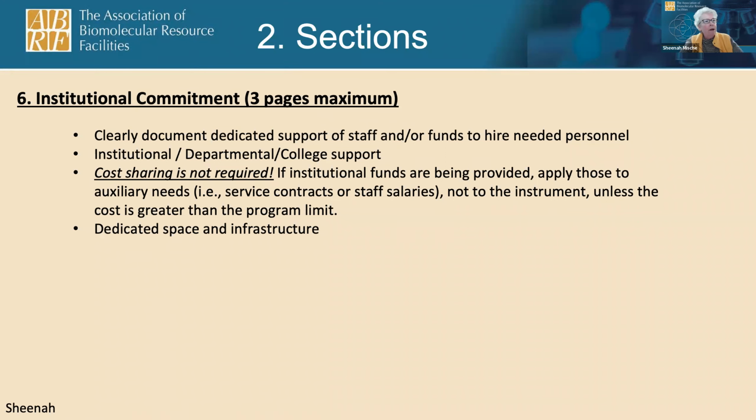Okay, and so here we're talking about the institutional commitment. So again, this is critical to the success of the proposal. It has to be clearly documented, and it has to show that your institution is very receptive and very supportive of this new instrument. So you want to show prior competence and support of the core facility, or whoever is going to be managing and responsible for this instrument, in terms of historical trends of instrument use, training, maintenance.